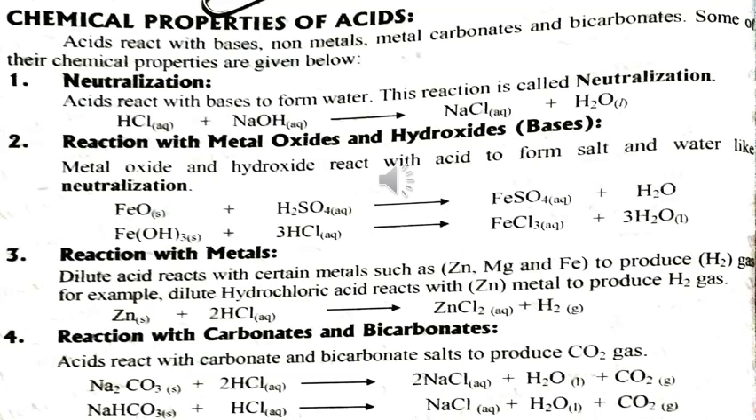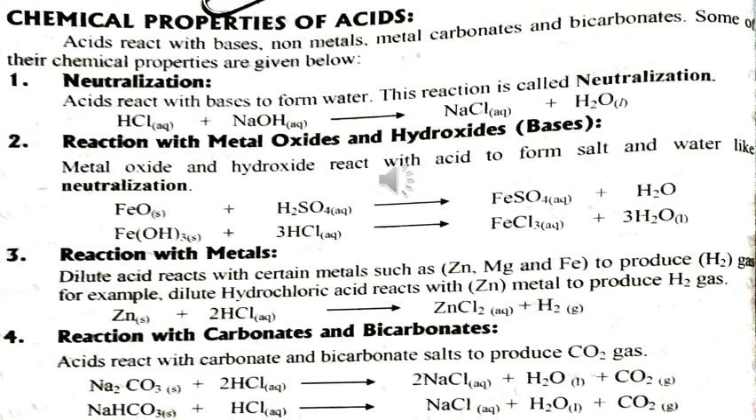Now here are some chemical properties of acids. Acids react with bases, non-metals, metals, carbonates and bicarbonates. Some of their chemical properties are these. First of all, neutralization reaction. Acids react with bases to form water, and this reaction is called neutralization. HCl plus NaOH produce NaCl, salt, plus water, H2O.